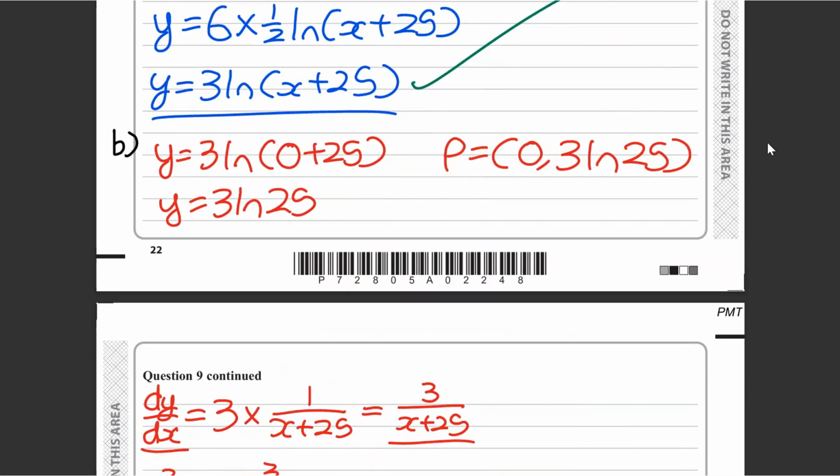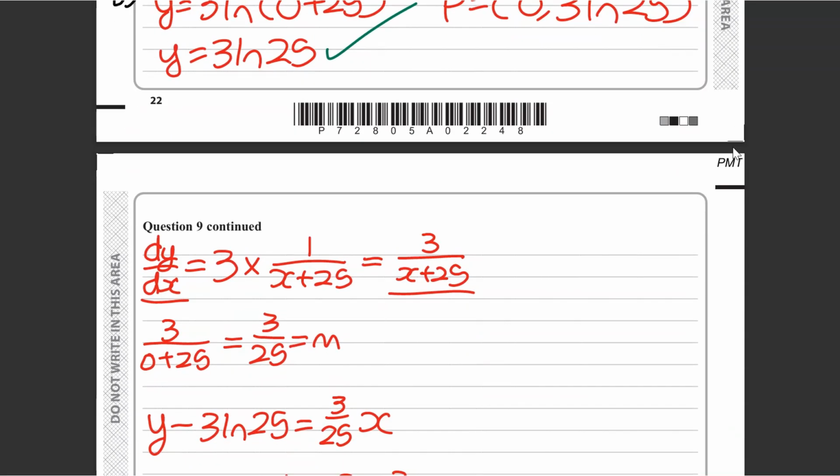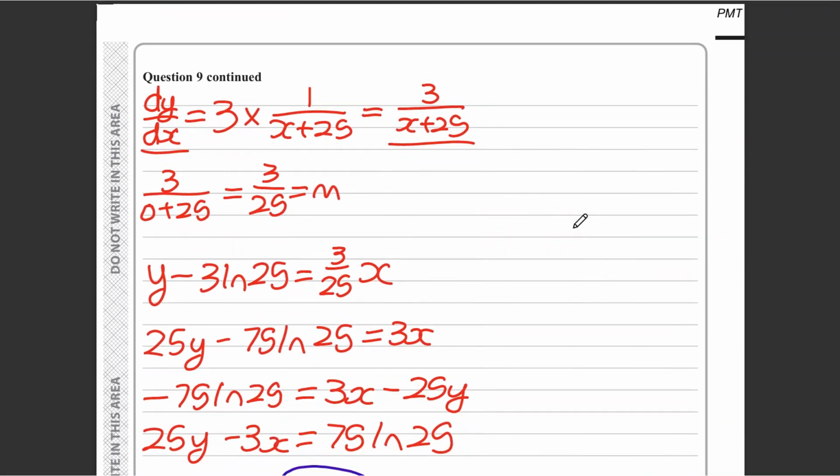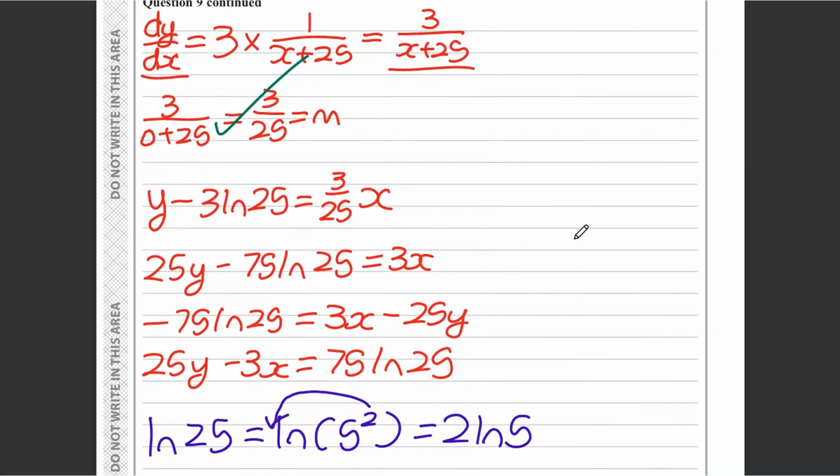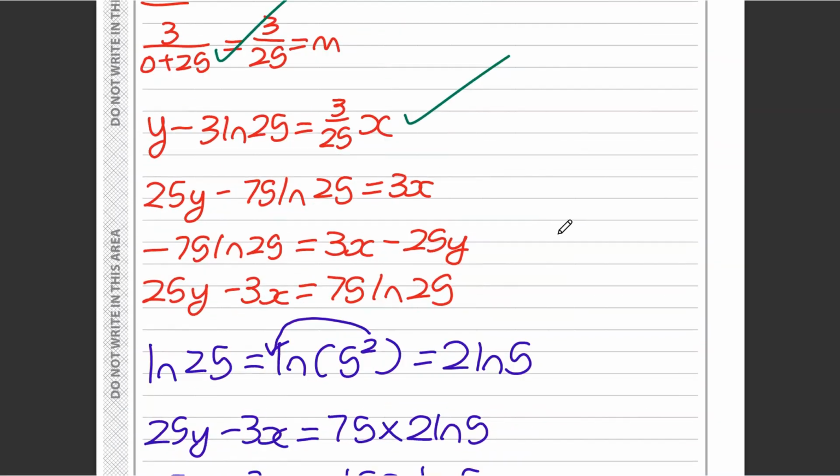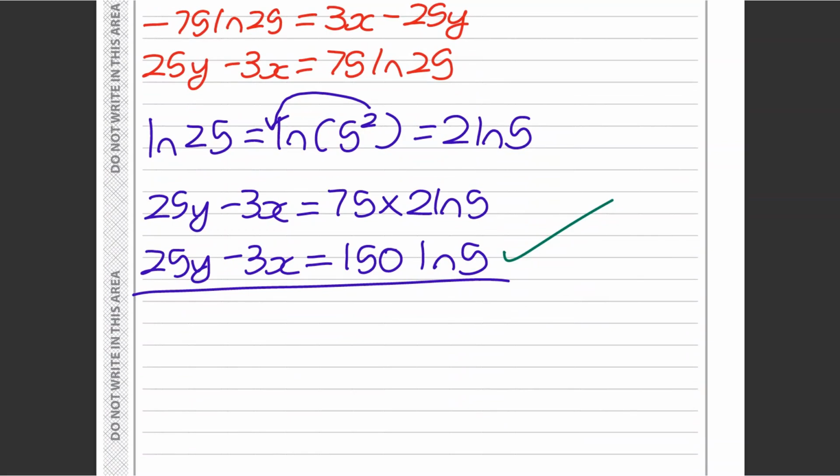In terms of the marks here, you get 1 mark for figuring out that the y coordinate for P is 3 natural log of 25. You get another mark for finding dy over dx and subbing in 0 like this here. You get another mark for using the equation of a straight line here, and you get the final mark for getting the final answer.